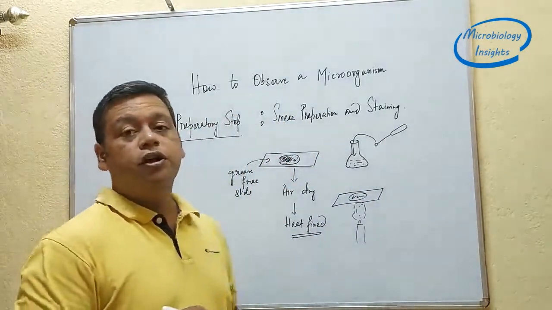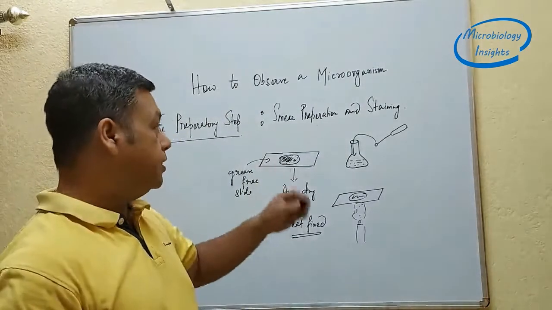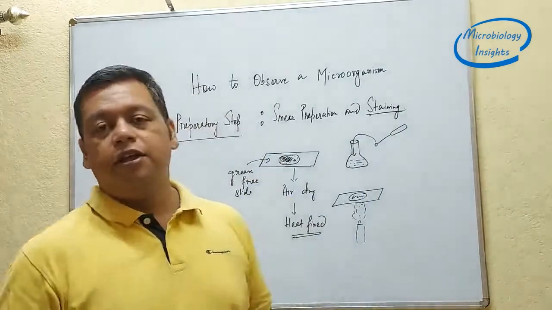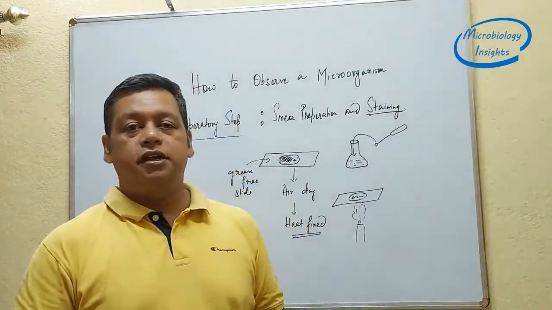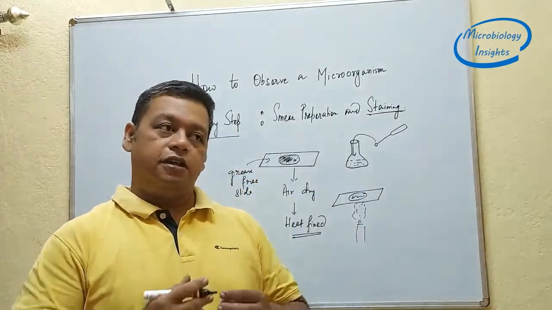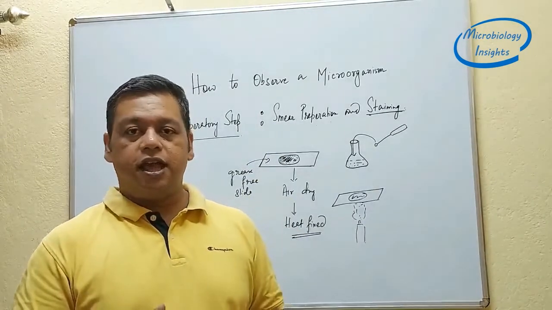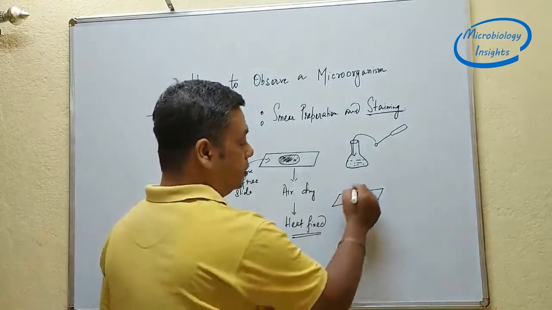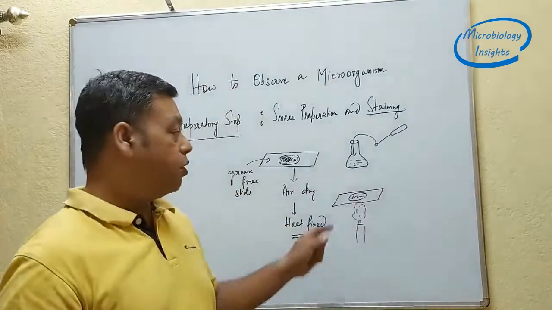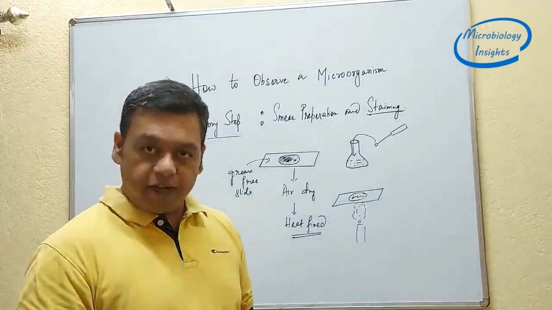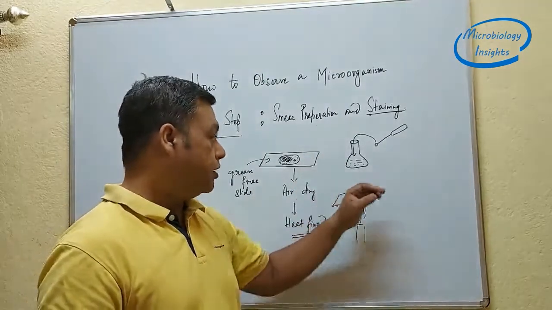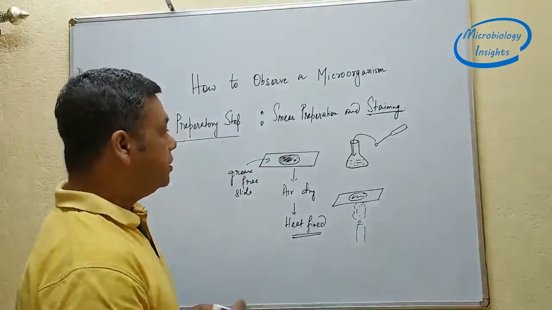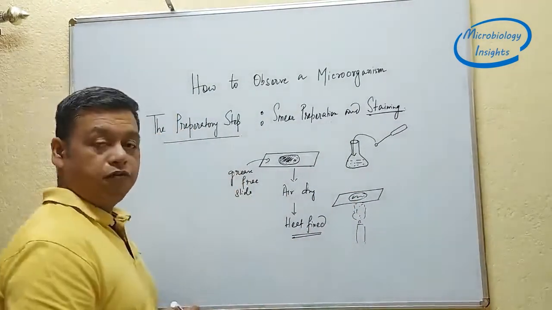So why do you need to do this? Because in the next step, the staining step, you have liquid stains, destainers, decolorizing agents, and several steps of water washing. If you do not fix the microbe on the glass slide, the cells might get washed away. So this is the smear preparation step in brief.